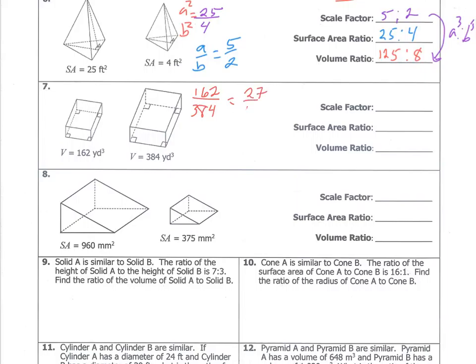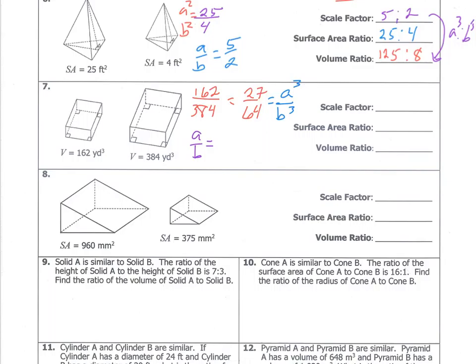27 over 64. Then you need to find, since this is volume, remember this is A cubed, and this is B cubed. How are we going to get to A to B? Not the square root, but the cube root. So I have to find the cube root.